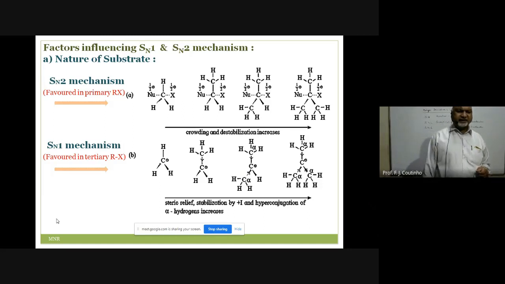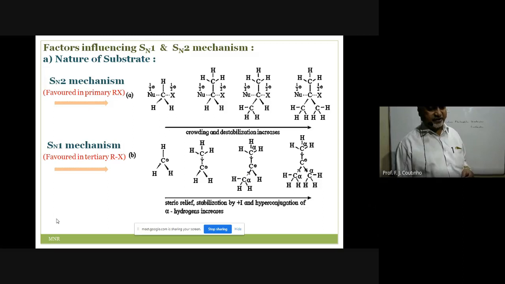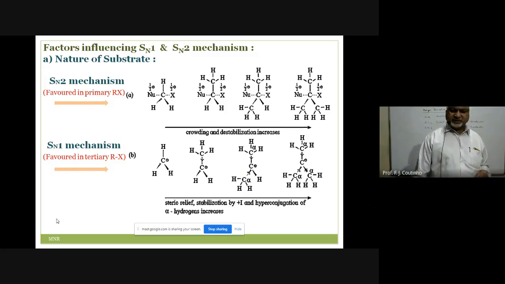Now, what are the factors influencing the SN1 and SN2 reaction mechanisms? First is the nature of the substrate. We have seen the nature of the substrate. What was the substrate in SN2? It was a simple substrate, that is methyl bromide. And what was the substrate in SN1? It was the tertiary one. So here, important, in short, I can explain: SN2 is favored in primary RX and SN1 is favored in tertiary RX.